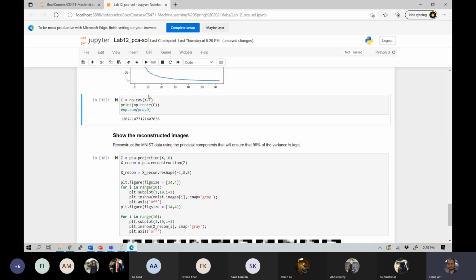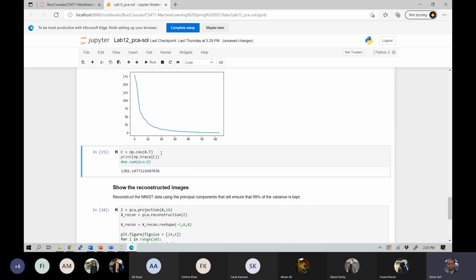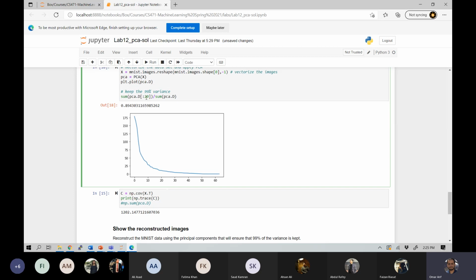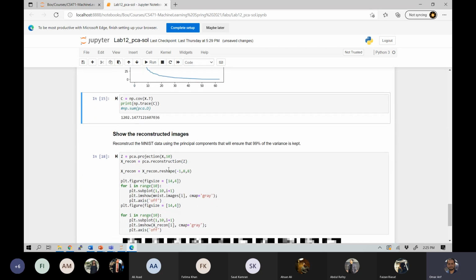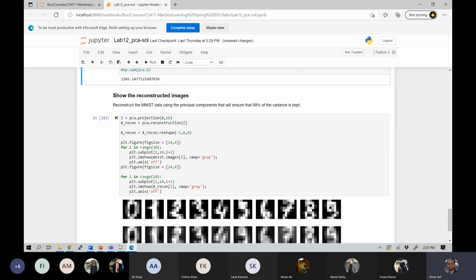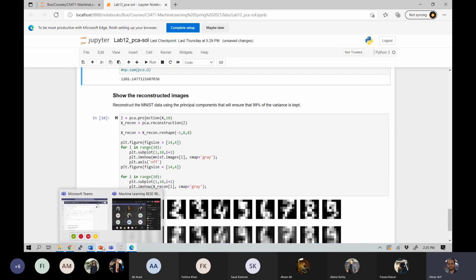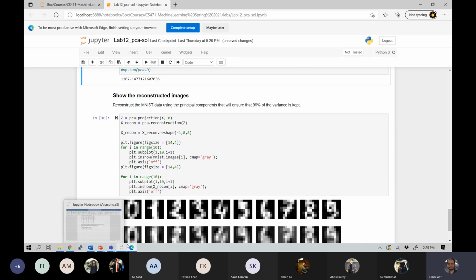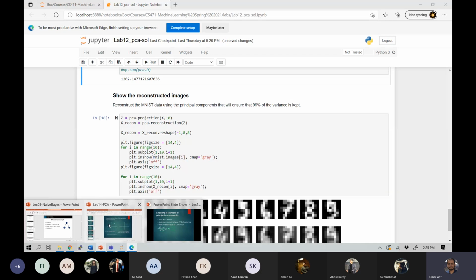And the remaining part was that if you decide that 30 gives you 95% of the variance, then we only need to store that. And we can then reconstruct the images with minimal loss, or only 5% loss of the total variance, right? Okay, let's see, where is the presentation?